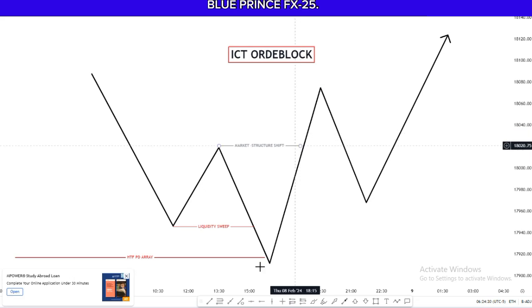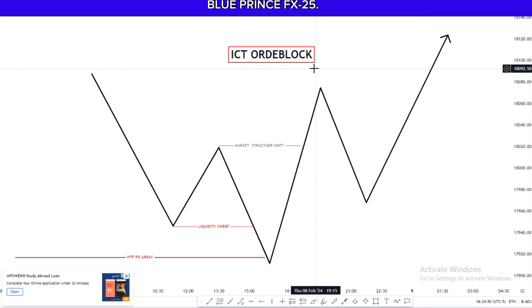The fourth requirement is: was this market structure shift accompanied by a displacement candle that consists of fair value gaps in it? In other words, from this low to this high, did we experience an energetic move up? Why do we need to have a displacement? Because a displacement tells us that sell side pressure is dying off, and now we're going to experience buy side pressure.